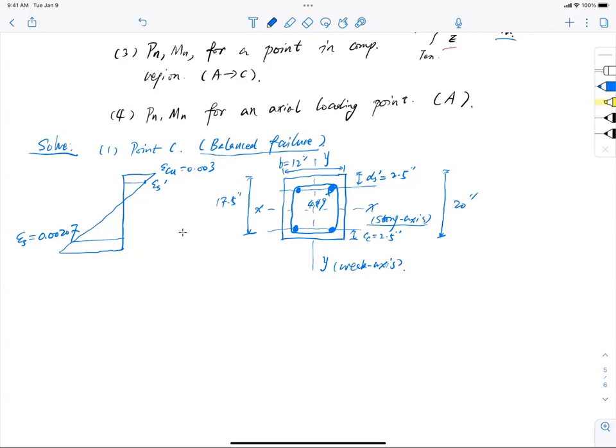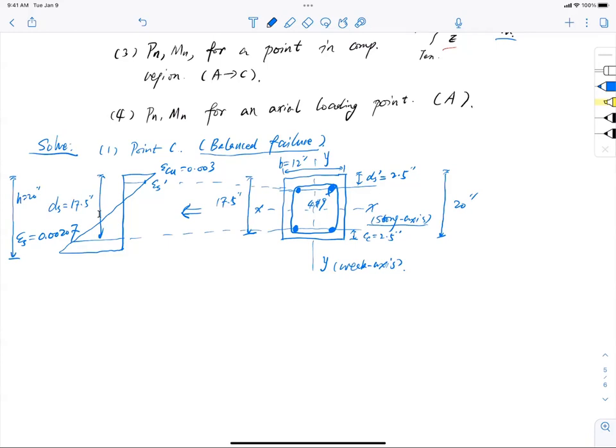So compared to the geometry and my strain diagram, I need to know that not only do I have tensile reinforcement, I also have compressive reinforcement. So I need to check the strain in the compressive reinforcement. Don't forget about that. Now corresponding to the geometry here, I know that I have a depth of the section that is 17.5 inch, call it DS, fine. And then I have the height of the total section that is 20 inches.